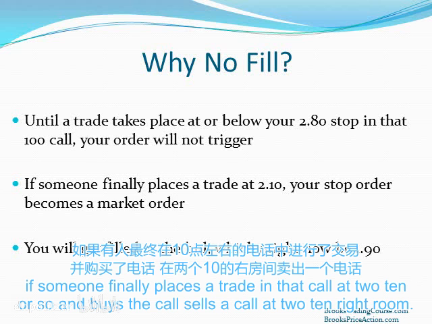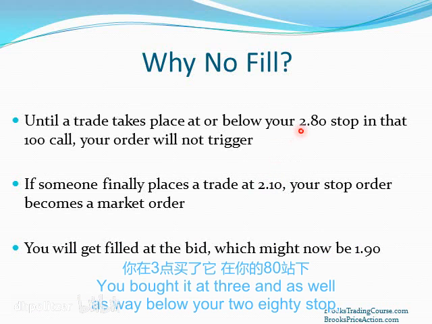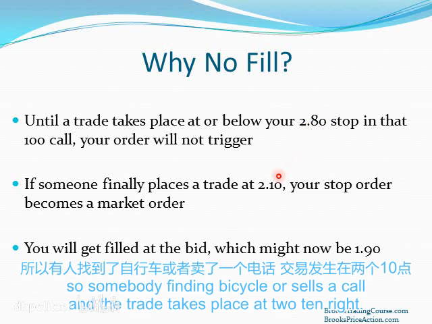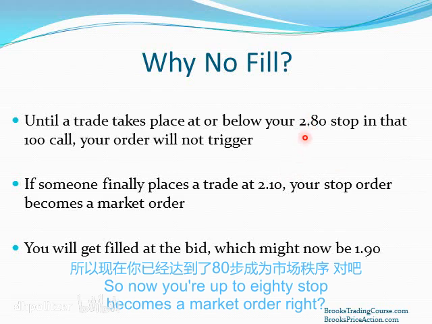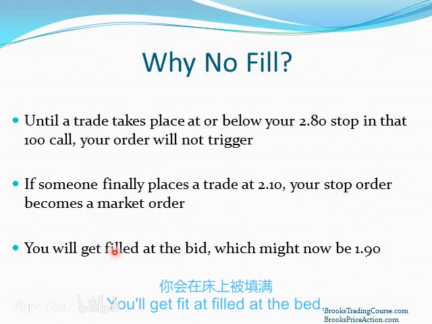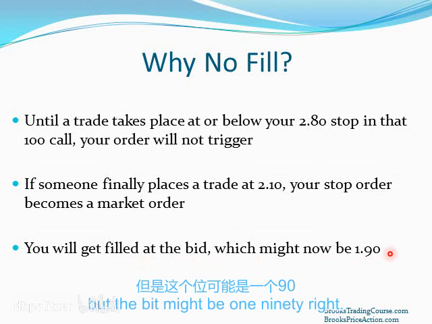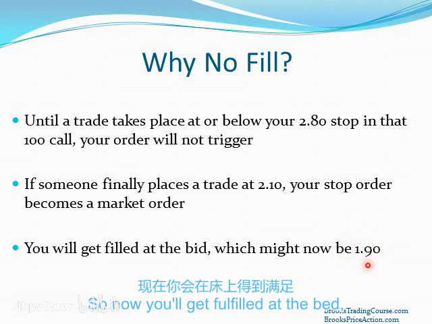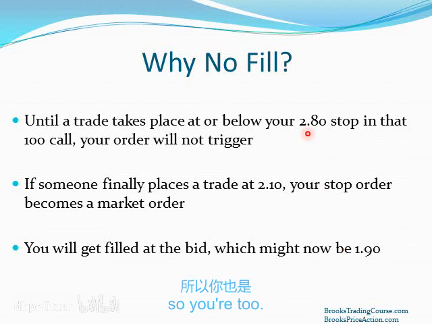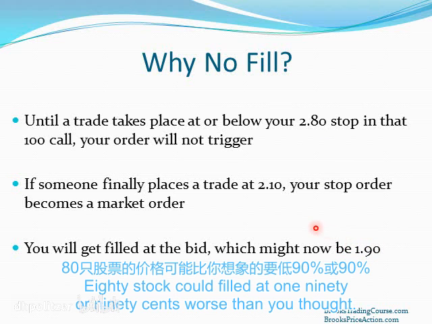Okay, if someone finally places a trade in that call at 210, if someone buys the call or sells the call at 210, right? Remember, you bought it at 3, and it's way below your 280 stop. So somebody finally buys a call or sells a call, and the trade takes place at 210. This is the first trade that took place at or below your stop price. So now your 280 stop becomes a market order. You'll get filled at the bid, but the bid might be 190. There might be a 20-cent bid-ask spread in the Baidu 100 calls. So now you'll get filled at the bid, which is 190. So your 280 stop got filled at 190, 90 cents worse than you thought it should be filled.